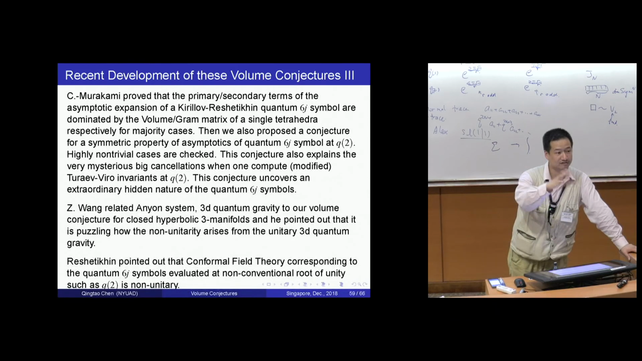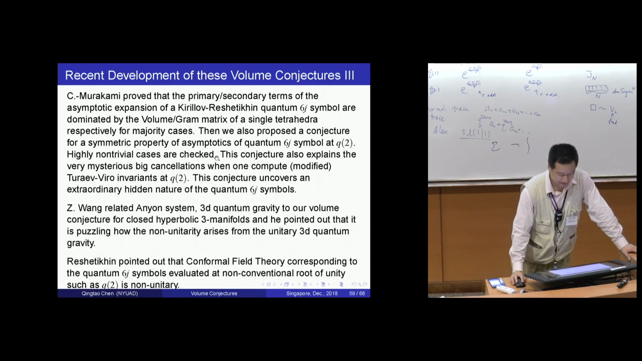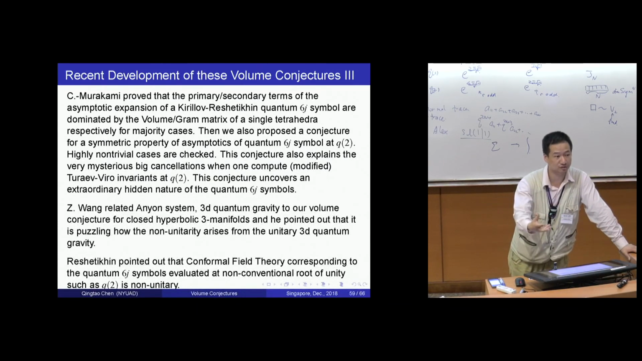So I told you some bigger monsters have cancelled out. So this is a symmetric conjecture explaining the very mysterious bigger cancellation. And maybe this has uncovered some hidden nature of the quantum 6j symbols. And Zhenghan Wang, he's a professor at Microsoft Station Q and UC Santa Barbara, pointed out that it's puzzling how the non-unitary case can arise from unitary 3D quantum gravity. So in the paper he writes that our volume conjecture should correspond to a non-unitary field theory.